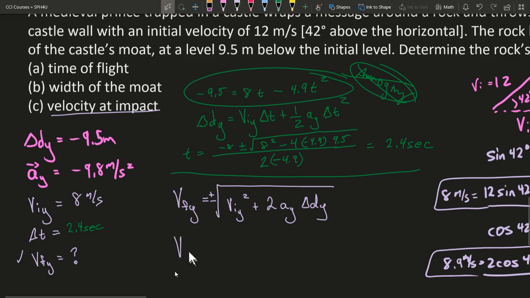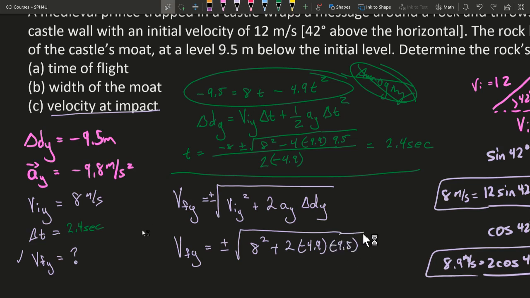So, knowing that that's my formula, I'm going to go ahead and plug this stuff in. So I get 8 squared minus 2 times the acceleration, negative 4.9, times the displacement in the y direction, negative 9.5. And when I plug all that stuff in, what do I get?